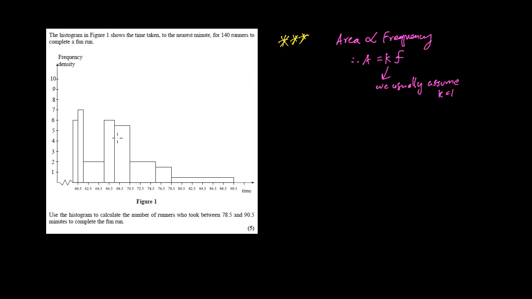In this particular sum, we have to know the relationship of area and frequency. The first thing is that this is a 5-mark sum. Now they ask: find the number of runners, meaning frequency, between 78.5 and 90.5. So that means this one.